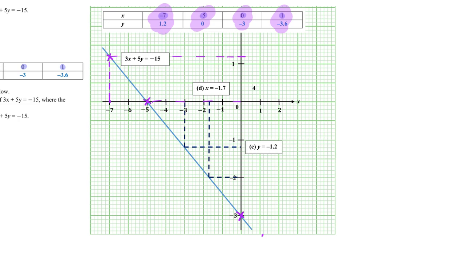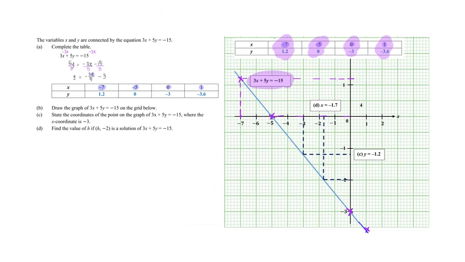So for the last point, it should be somewhere here. I apologize for that, it goes out of this grid. But you get the idea. And after that, when you connect them, they should make a nice straight line. Last but not least, please remember to write the equation of the line somewhere near the graph. And that will be for part B.